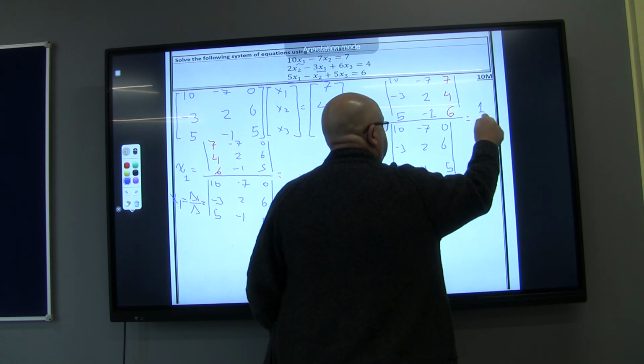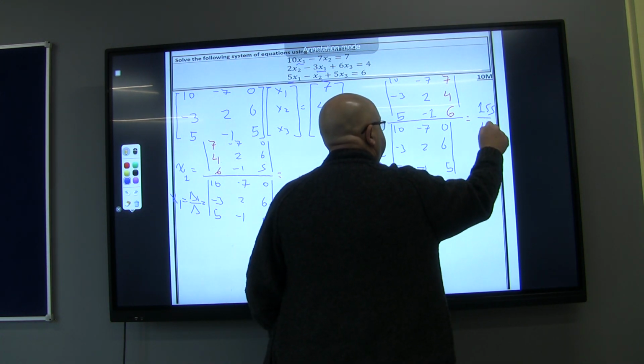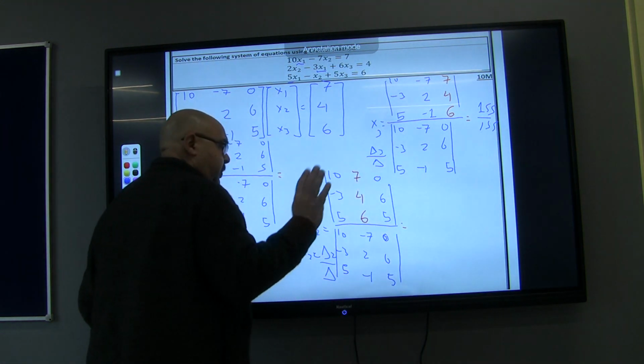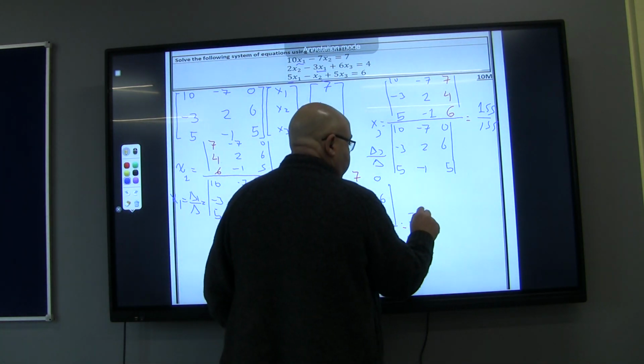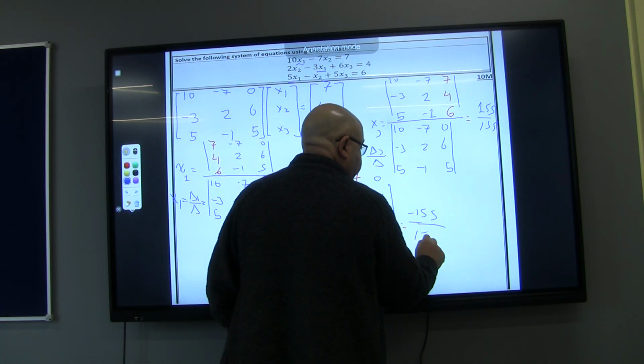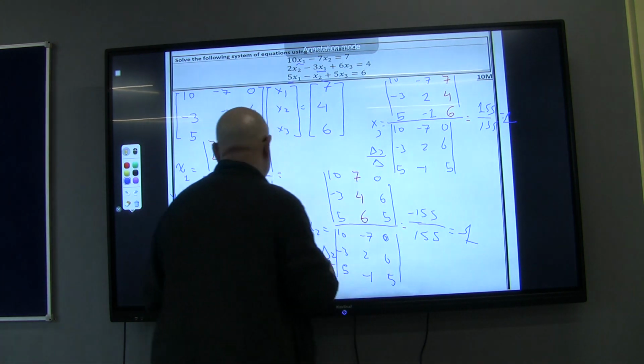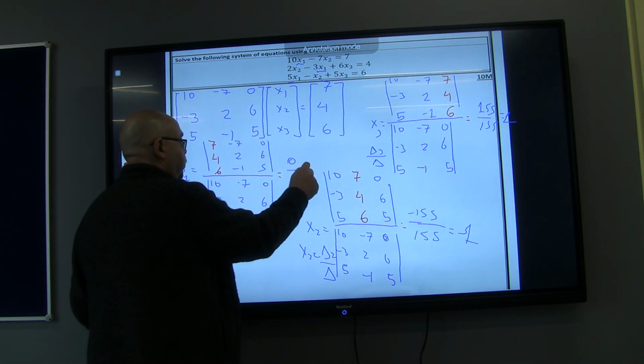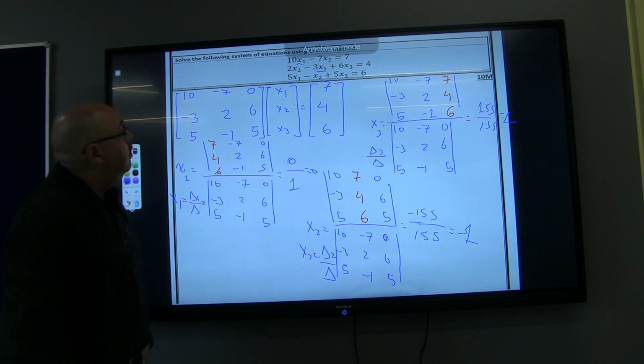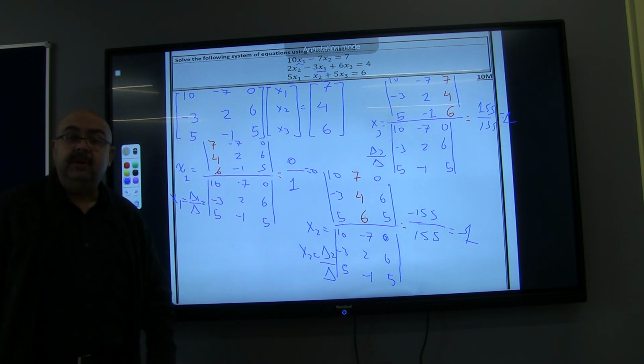I believe this is going to be 155 over 155, as I remember. Please do check that. This is going to be negative 155 over 155, so it's going to be negative 1. I believe this is going to be positive 1. This is going to be 0 over 1, which is going to be 0, and now you can solve them.